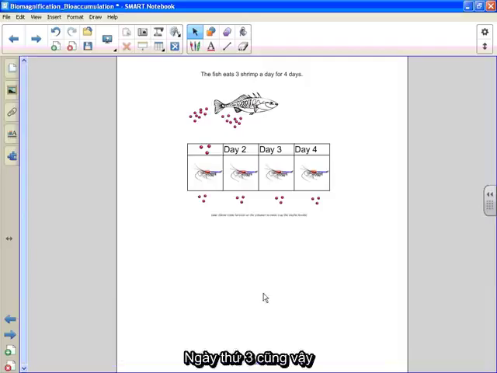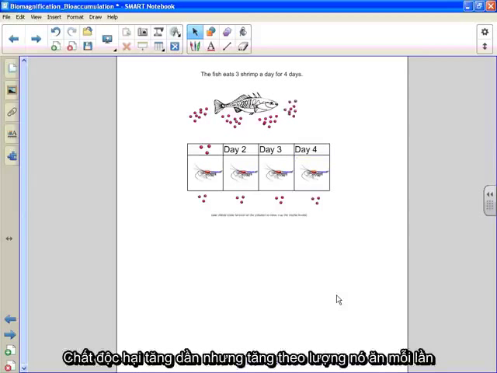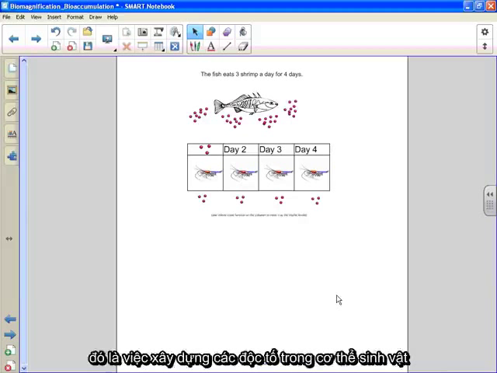On day 3, the same thing will happen. 1, 2, 3. And then day 4, the same thing will happen. 1, 2, 3. Pollution is building up, but why is it building up? The amount it eats every time. This is bioaccumulation. It's building up of a toxin within an organism, within itself.